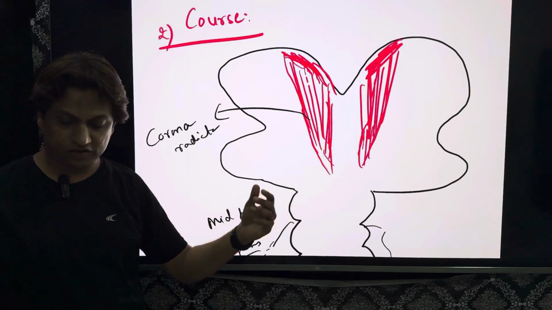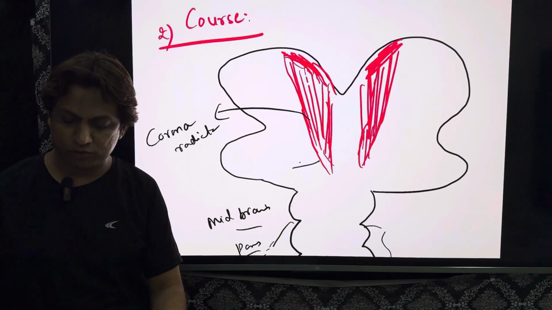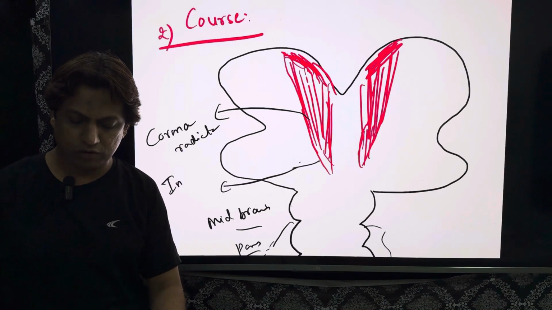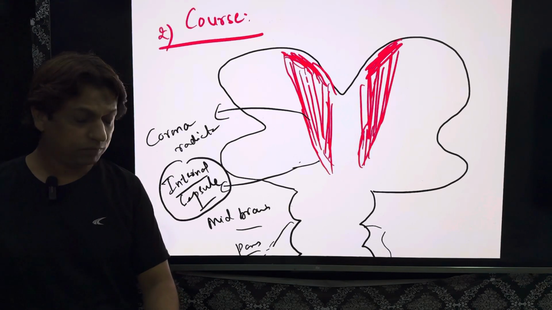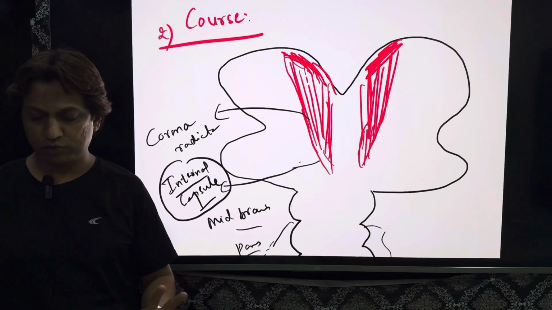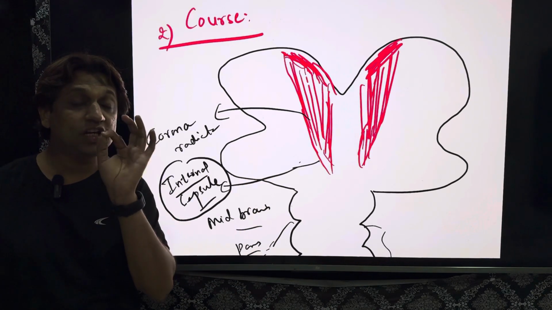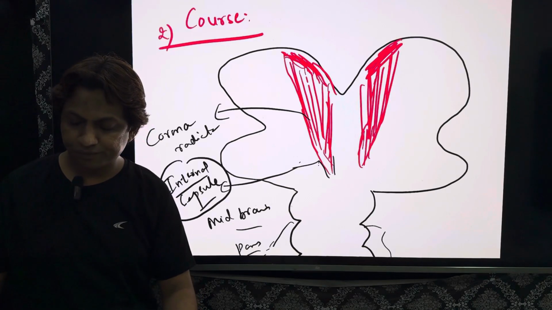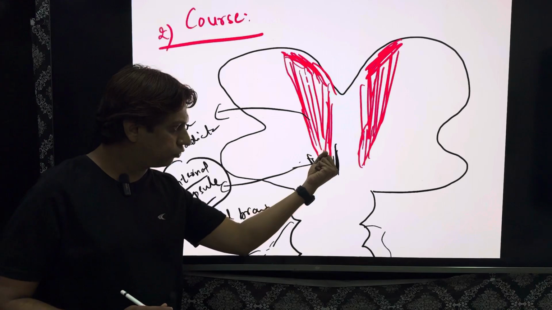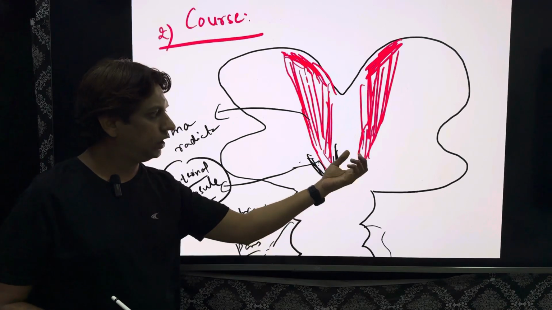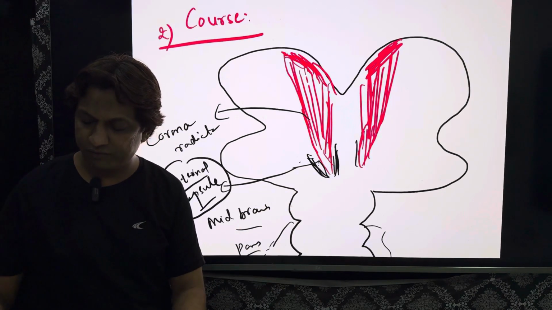One important structure is the internal capsule. I won't go into detail about this internal capsule. You might have studied it in anatomy. If time permits, we will discuss it in some other video. But it is a very important structure, more specifically the posterior limb of the internal capsule. From here, all the bundles will go through the posterior limb of the internal capsule, from the right side as well as the left side.